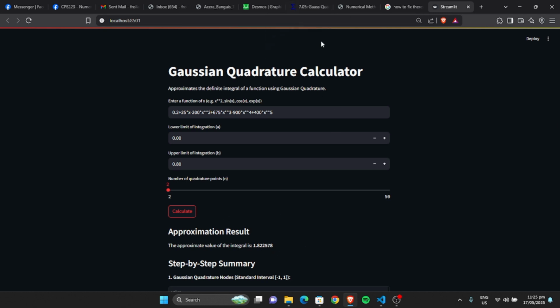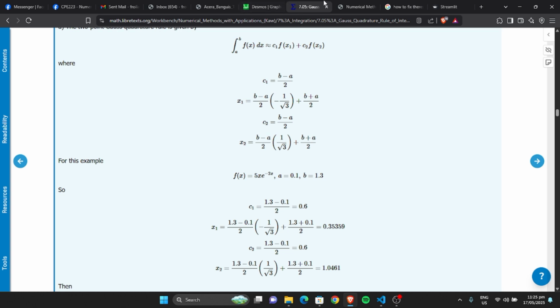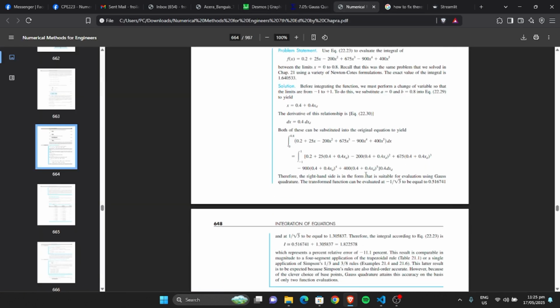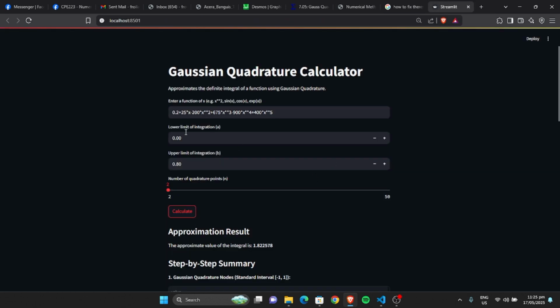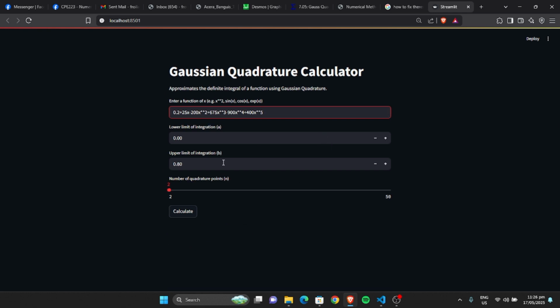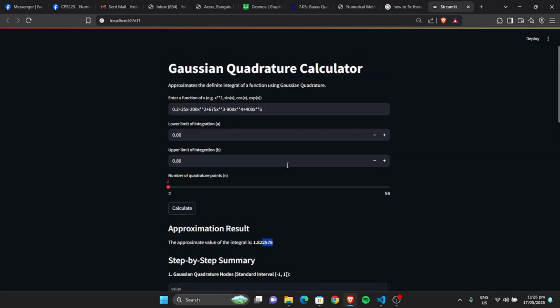So this should be the same approximation as in the book. The approximation in the book is also 1.822578. So here at the function, you also don't need to put an asterisk, because we already fixed that with implicit multiplication in the code. So even if the user didn't put an asterisk, but they do need to put an asterisk for the exponent for expressing exponentials. So if we hit enter, then calculate, the result is still the same.